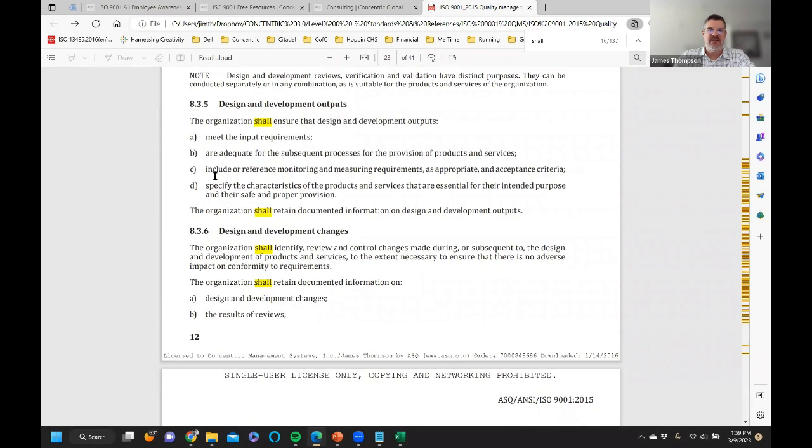You see this in a lot of cases with assembly. You're assembling something that you've purchased at the store or whatever. What's the safe way to put this thing together? Furniture that might fall over needs to be anchored to the wall, and so on and so forth. So that would be considered an output. The organization shall retain documented information on design development outputs.